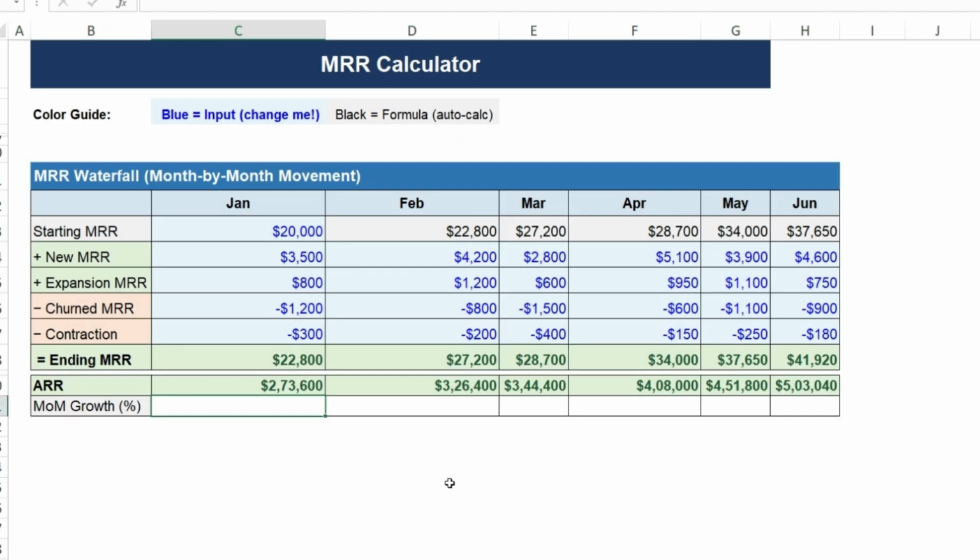Now, MoM growth, that is month over month growth. This can be simply calculated by subtracting the previous month's MRR from the current month's MRR, divided by the previous month's value. So the growth for February is 19.3%, and for March it's 5.5%, April 18.5%, May 10.7%, June 11.3%. So this is a simple example which is showing how we generally make a table for MRR waterfall.